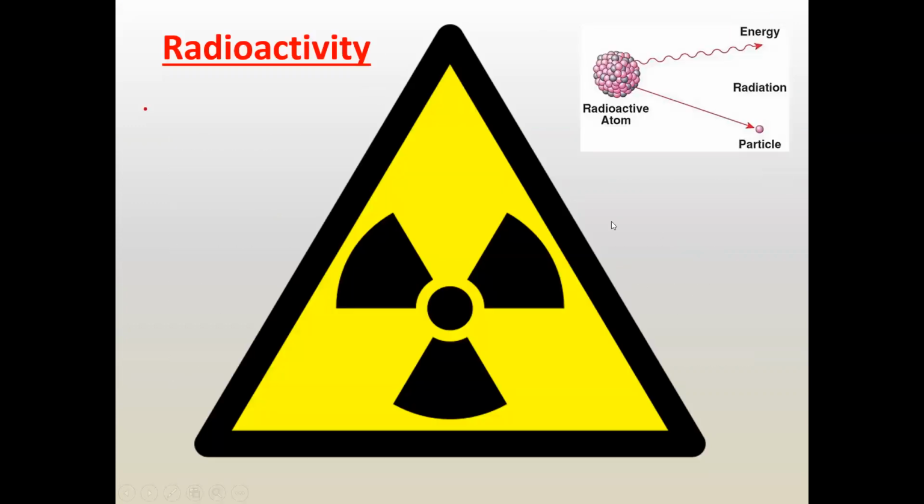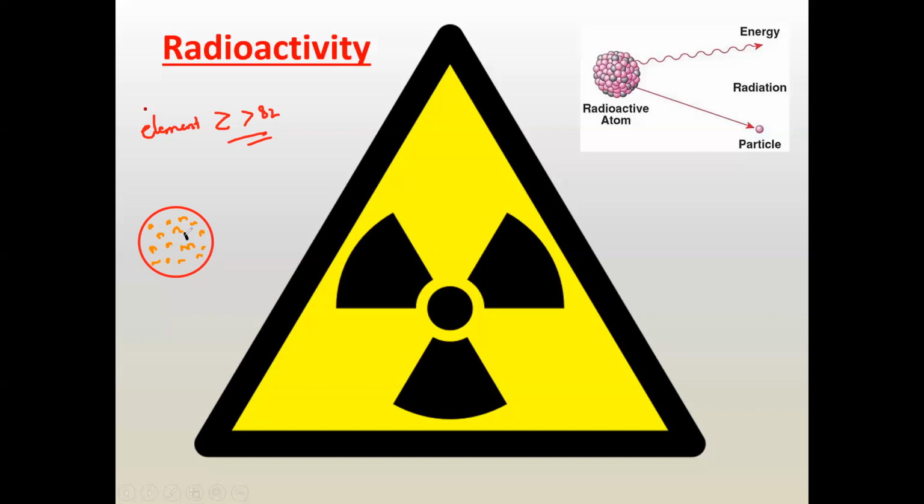But why is the material emitting these particles? Naturally, the elements which have atomic number more than 82, like above lead, have a crowded nucleus. Lots of particles are there, so many neutrons and protons. So the nucleus is crowded, having so many particles in a small space.